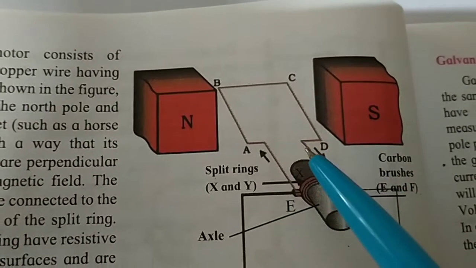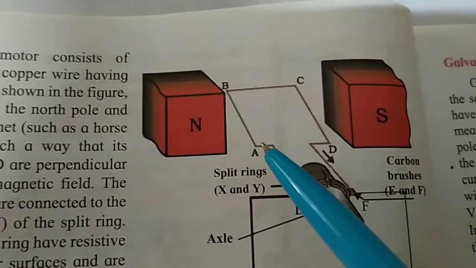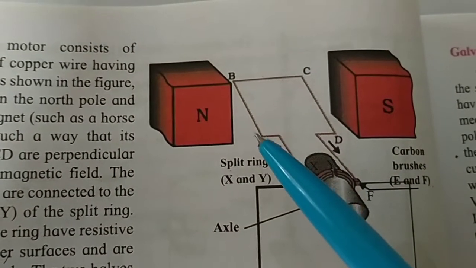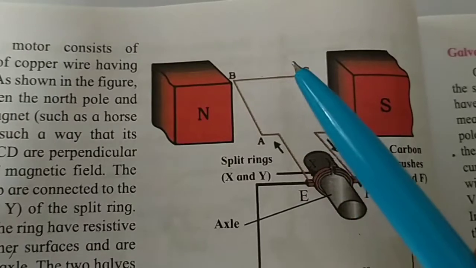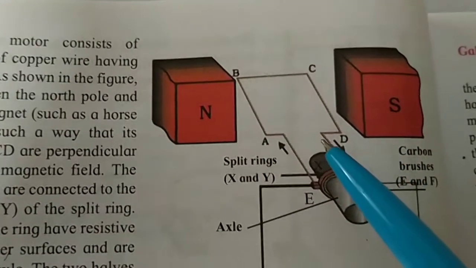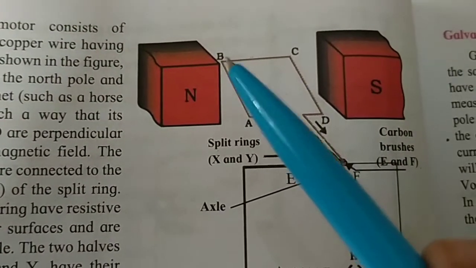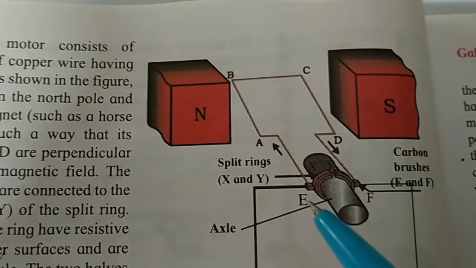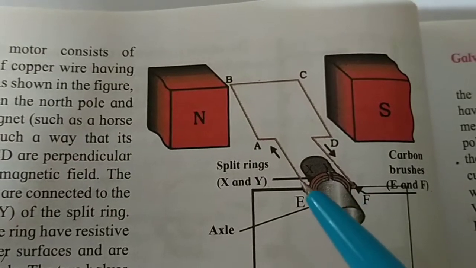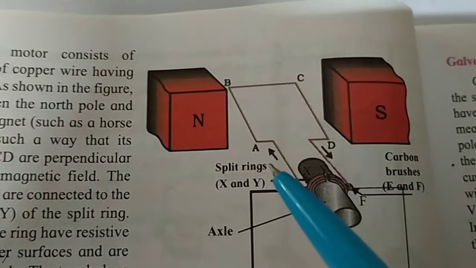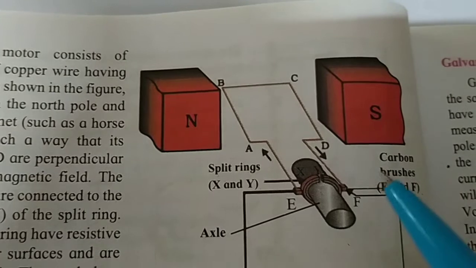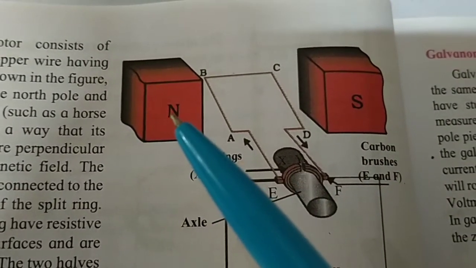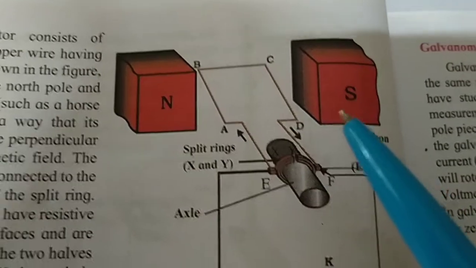So here we have seen that this was the copper wire, A, B, C, D, in the form of a rectangular loop. X and Y were the two split rings. E and F were the carbon brushes. And this was the magnet, with North Pole and South Pole.